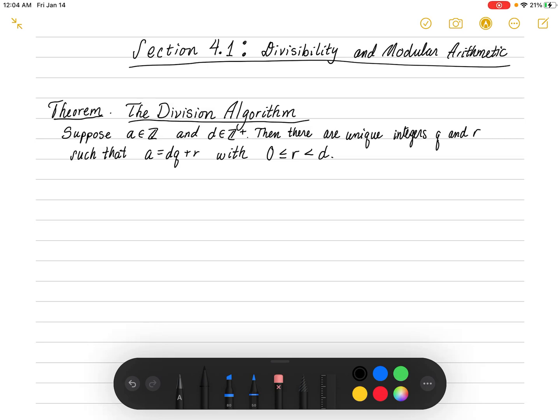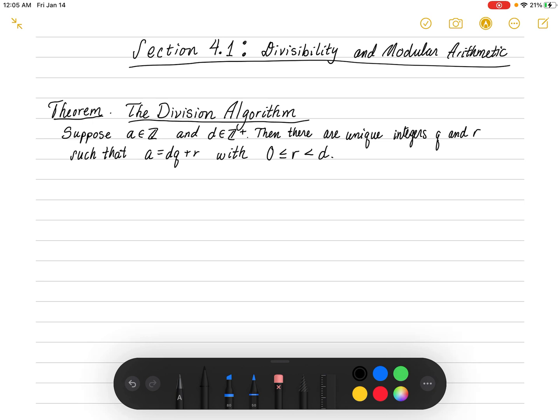So we were in section 4.1 looking at divisibility in modular arithmetic, and we had defined what it means for a number to be divisible by another number. We looked at something called the floor function, and we had used that to solve certain problems. Let's say, for example, let's find how many positive integers are less than or equal to a particular number and divisible by another number. We did problems like that using the floor function.